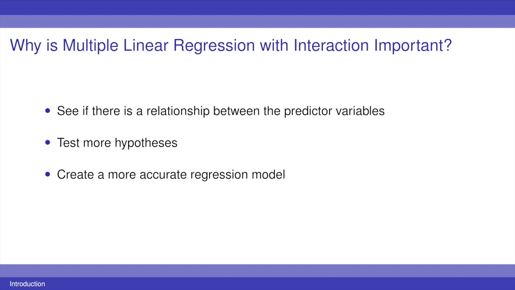Multiple linear regression with interaction is a very important statistical tool. It allows us to see if there's a relationship between the predictor variables or the X variables. It also allows us to test more hypotheses. This in turn will allow us to create a more accurate regression model.